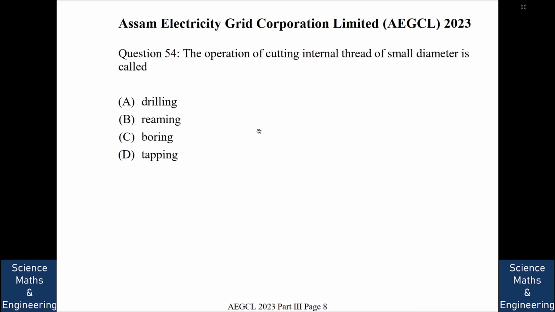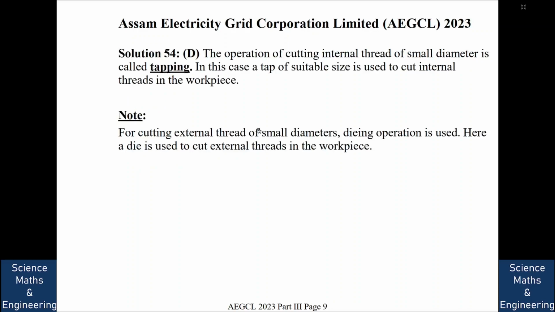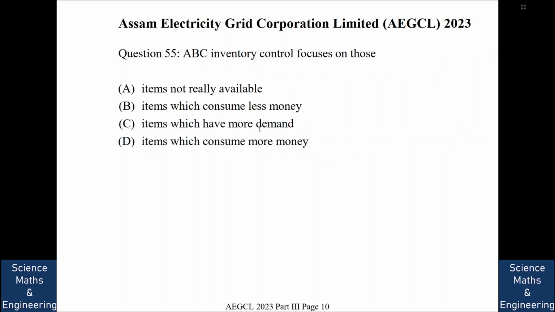The operation of cutting internal thread of small diameter is called tapping. In this case, a tap of suitable size is used to cut the internal threads in the workpiece. And for these small diameters, if we need to cut the external thread, then we use a die and the process is called dieing operation. So go to the next question.